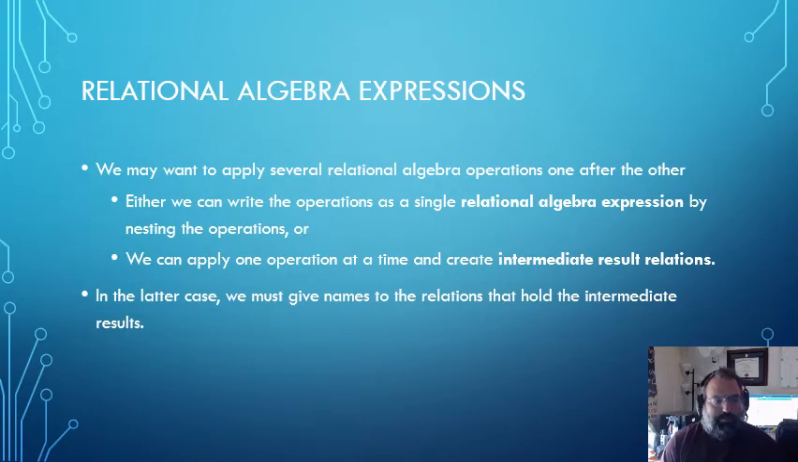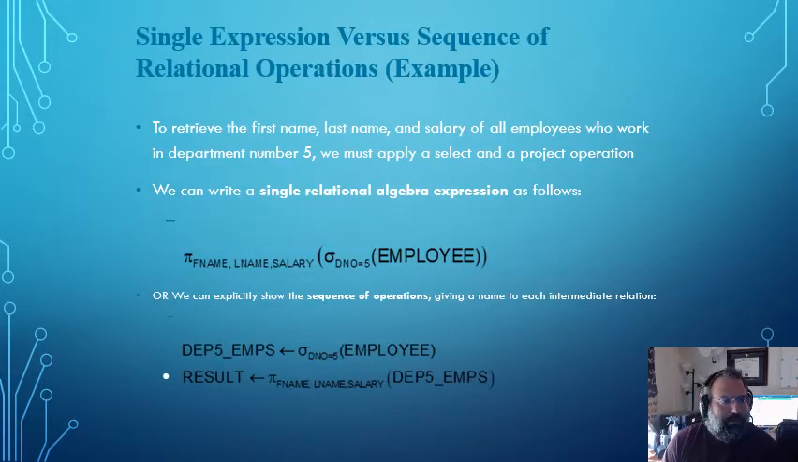Relational algebra expressions. We may want to apply several relational algebra operations, one after the other. Either we can write the operations as a single relational algebra expression by nesting the operations, or we can apply one operation at a time and create an intermediate result relation. In the latter case, we must give names to the relations that hold the intermediate results. This is kind of similar to using a temp table.